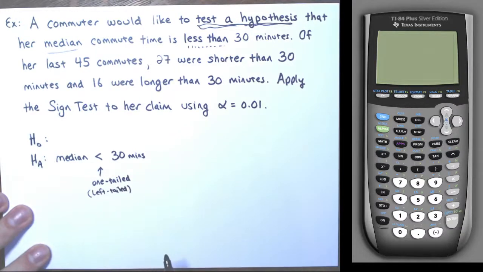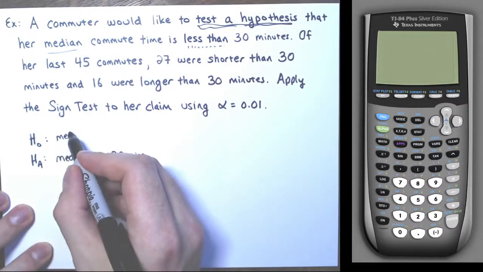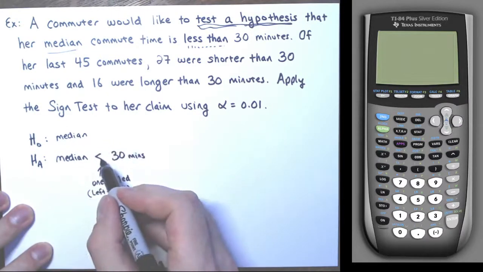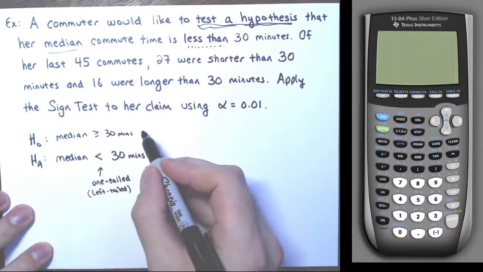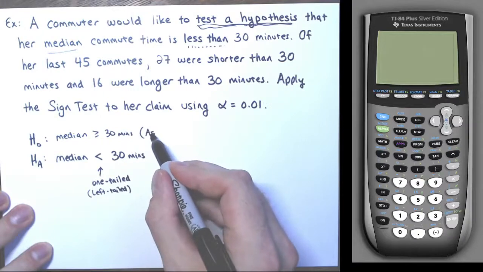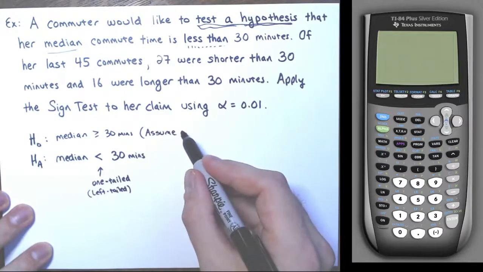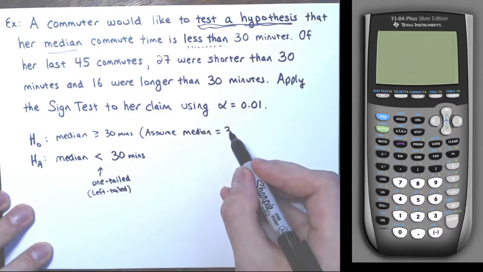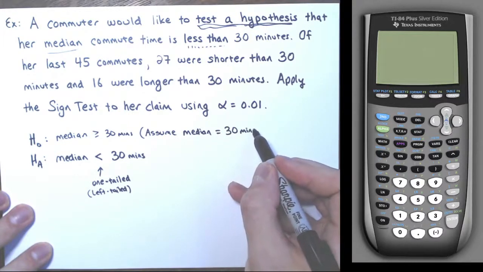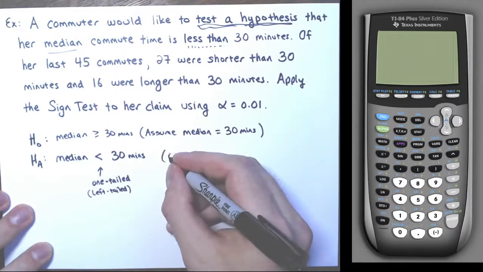All right, and then the null hypothesis would be that the median is the opposite of this. The opposite of less than is greater than or equal to 30 minutes. But you could also just write equal, and that would be equally valid, just because that's what we're going to be assuming. We're going to be assuming that her median commute time is actually equal to 30 minutes. And again, the claim is down here in the alternate.